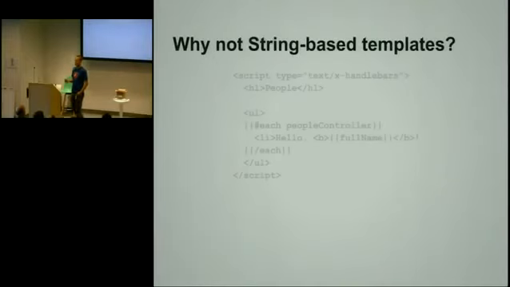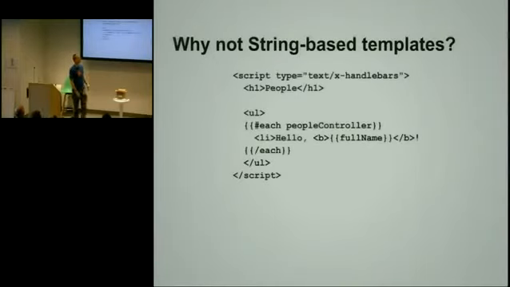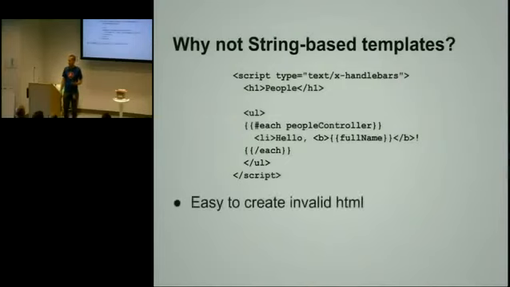So why not use string-based templates? We can look at Handlebars. This is just something I copied from the Ember website. And I don't want to pick on Ember. They're doing some cool stuff. But ultimately, I think that the templating they're using is flawed because it's string-based. And we can see it's kind of similar, but instead of ng-repeat, they have the each construct, which is a repeater. And the reason why string-based templates are not good is that it's very easy to create invalid HTML.